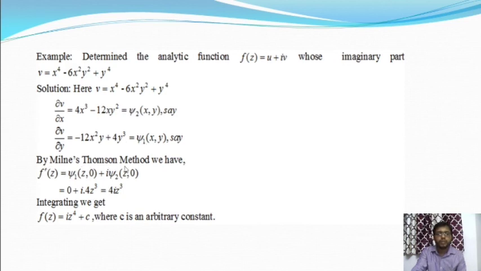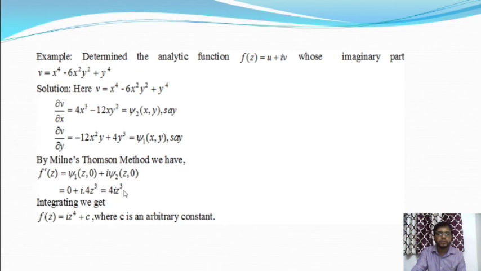Now applying the Milne-Thomson method, f dash z is equal to phi 1 of z comma 0 plus i into phi 2 of z comma 0. If we put z comma 0 in the second expression, we get the first term 0 as well as the second term 0. Similarly, if we put x equal to z and y equal to 0 in the first expression, we get 4z cube, and the second term is 0. So f dash z is 0 plus i into 4z to the power 3, that means 4iz cube.